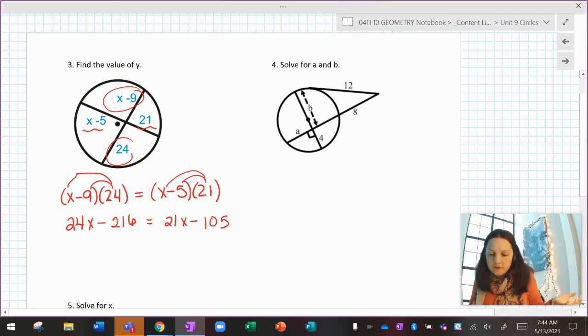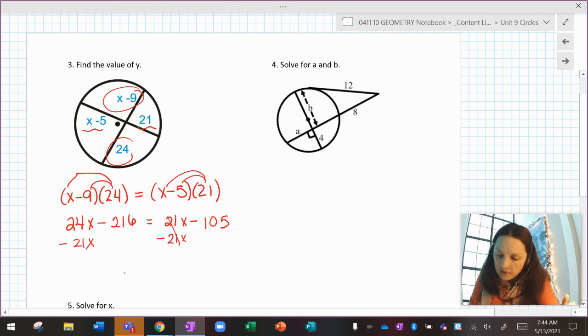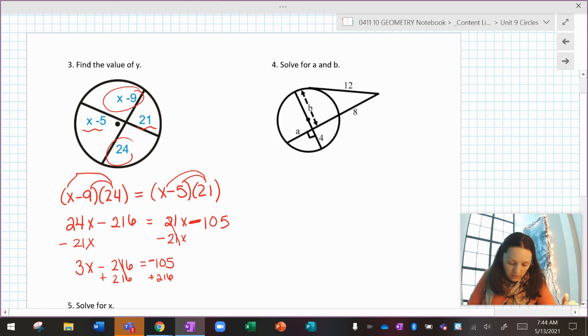Okay. Now I need to solve for x, so I'm going to subtract 21x from both sides and get 3x minus 216 equals, pardon me, negative 105. I almost lost that negative there. Then I'm going to add 216. Negative 105 plus 216 is going to give me 3x equals 111. And then if I divide by 3, I get x is 37.